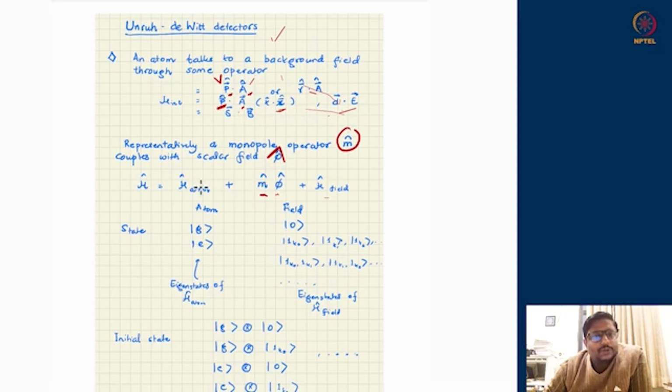So just for a good representation, this two-level atom talking to a scalar field is an Unruh-DeWitt detector system, and through that we can anticipate what would happen for realistic settings as well. So let us go ahead with this demonstration kind of exercise, and then we will see what kind of rich physics it has to offer.